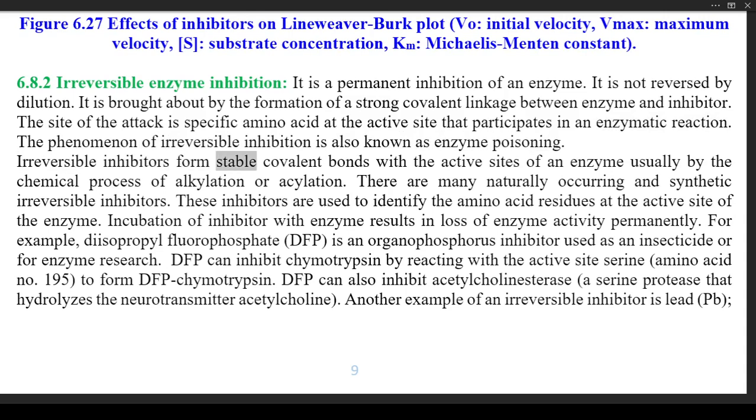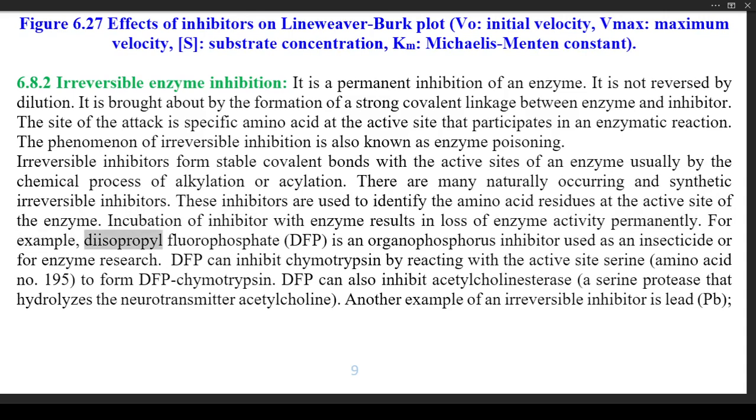Irreversible inhibitors form stable covalent bonds with the active sites of an enzyme, usually by the chemical process of alkylation or acylation. There are many naturally occurring and synthetic irreversible inhibitors. These inhibitors are used to identify the amino acid residues at the active site of the enzyme. Incubation of inhibitor with enzyme results in loss of enzyme activity permanently.